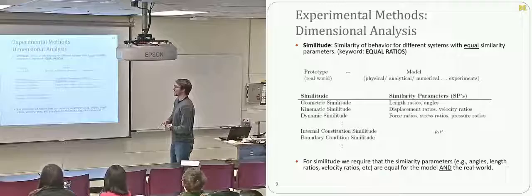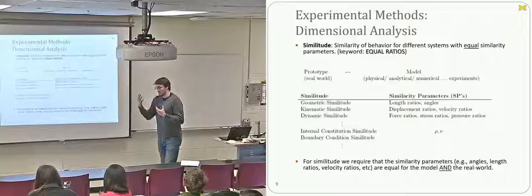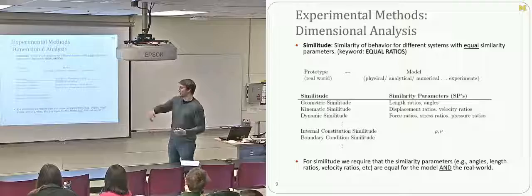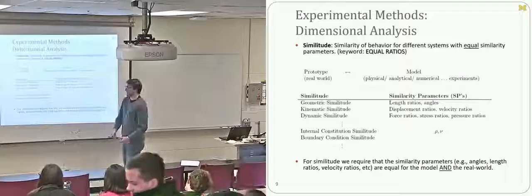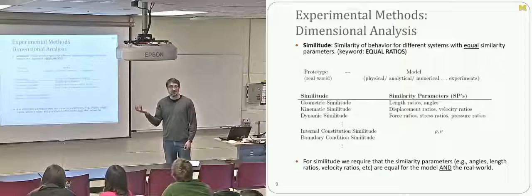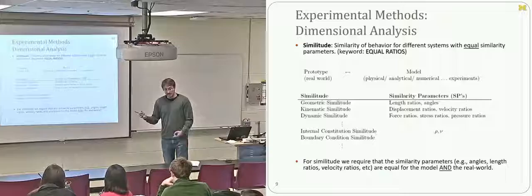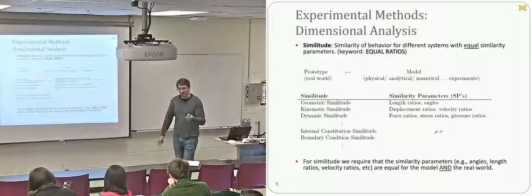Similarity parameters are those things that we know we want to observe in the experiment that impact the results for the prototype. For example, geometric similitude requires that our model be a scaled down or scaled up version of whatever we're looking at in real life. That means all the lengths have to scale by the same ratio.